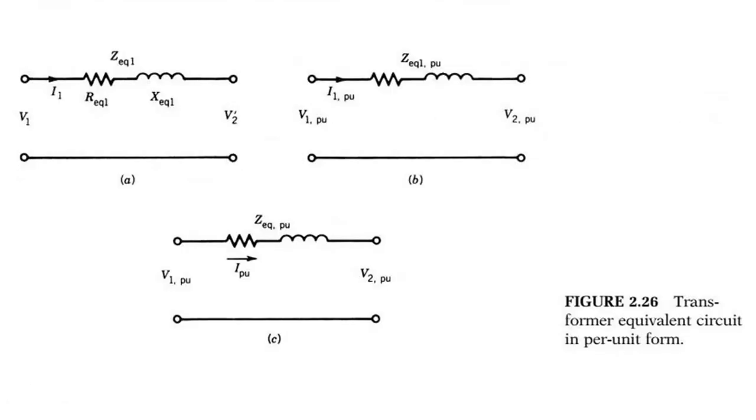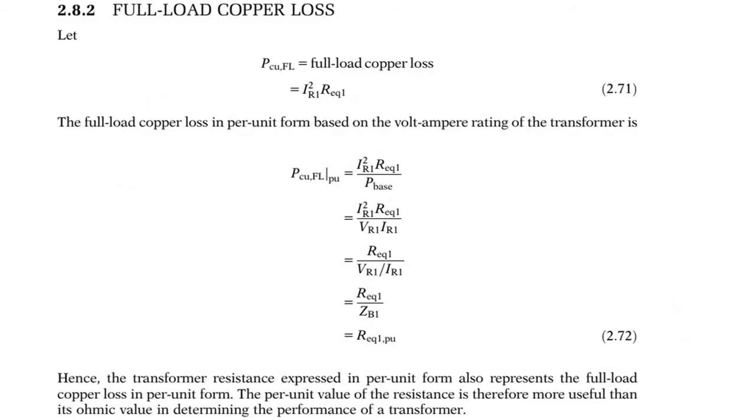The first diagram shows the parameters in the circuit: V1 input, I1, R equivalent and X equivalent. Then the second diagram shows V1 per unit, I1 per unit, Z equivalent per unit, and V2 per unit. Transformer equivalent circuit in per unit form.